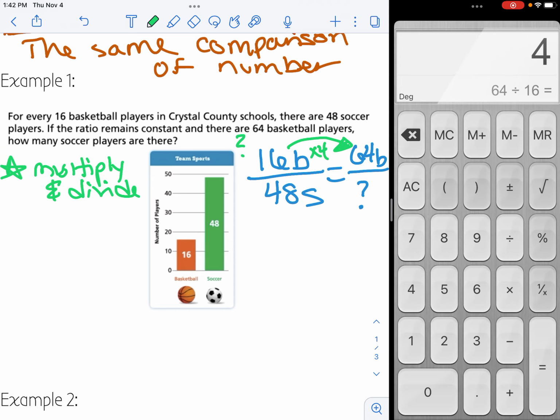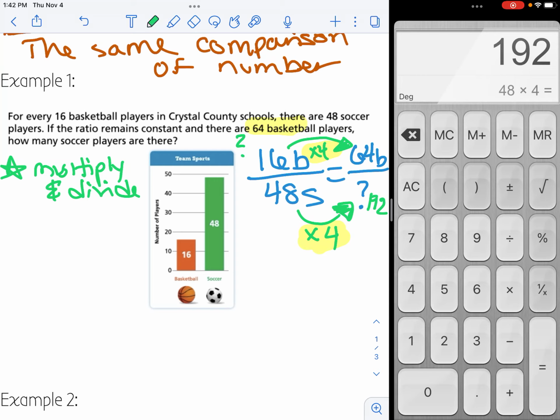With ratios, whatever you do to the top, you have to do to the bottom. So if I multiply the top by 4, I'm going to have to multiply the bottom by 4. So 48 times 4 is 192. So when there are 64 basketball players, there are now 192. I'm sorry, I wrote 94 down there. It should be 192. There are 192 soccer players. And these are equivalent ratios because we are multiplying by the same thing. So we have the same comparisons of numbers here.